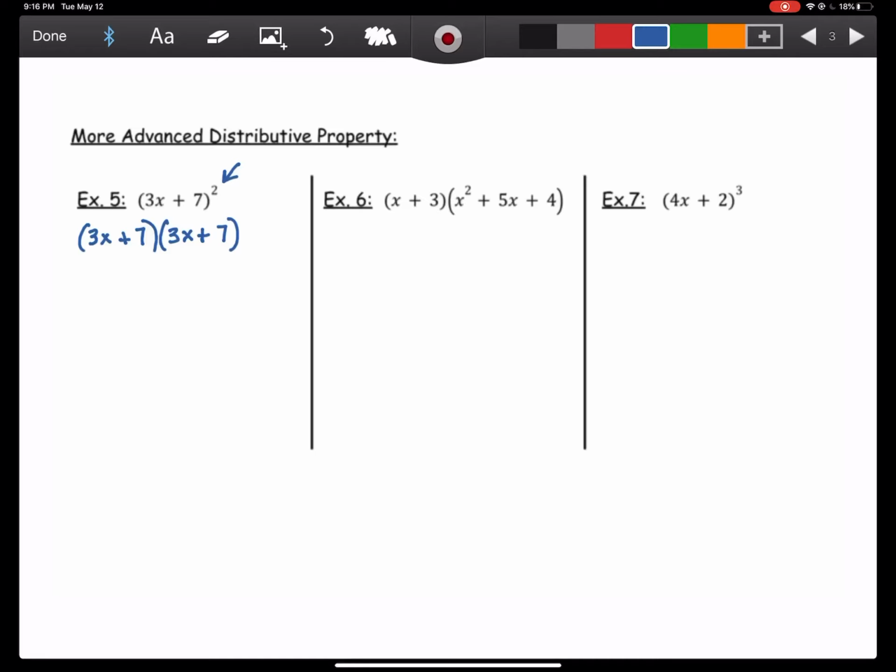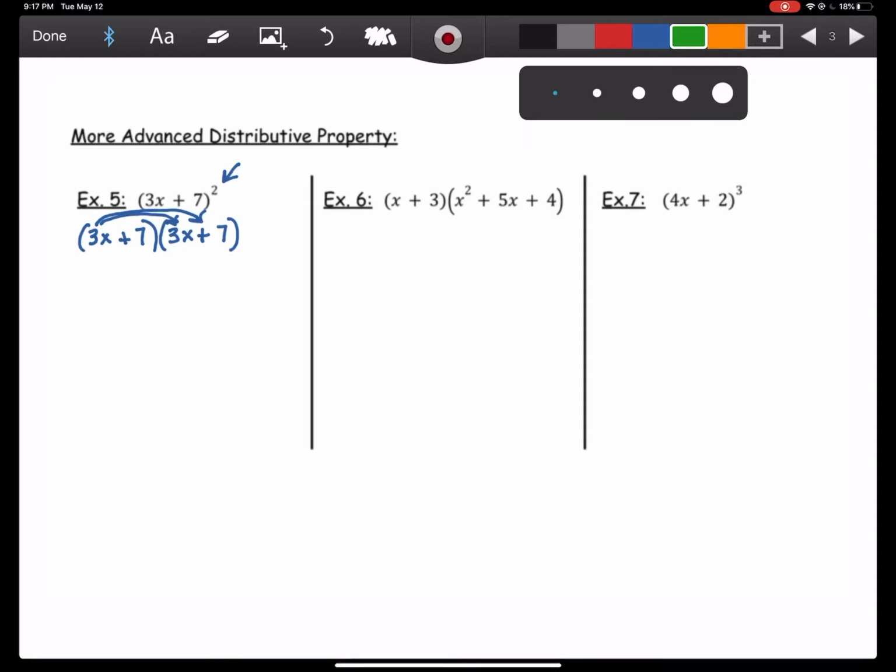Now we're ready to do double distributing. So we have the 3x multiplying everybody inside. The 3x is going to multiply everybody in the second set of parentheses. And then the positive 7 needs to multiply everybody inside the second set of parentheses.